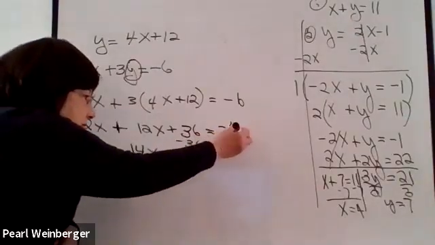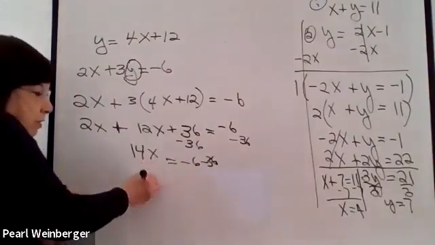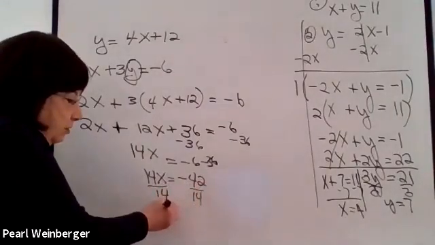Now we have 14x equals negative 6 minus 36. Okay, so she's bringing this 36 to the other side. She has negative 6 minus 36, and how much does that give? Negative 42. Right. Okay. So what did you get for x in the end? x equals negative 3.